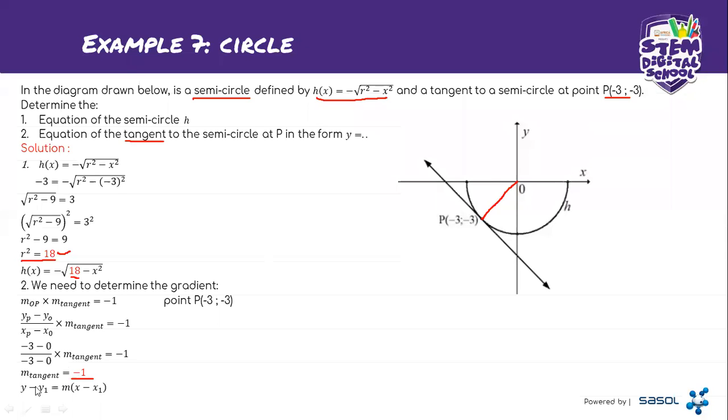All right, this is the equation of a straight line, and then you just substitute the point. And then that is the answer. The equation is y equals -x minus 6, right?